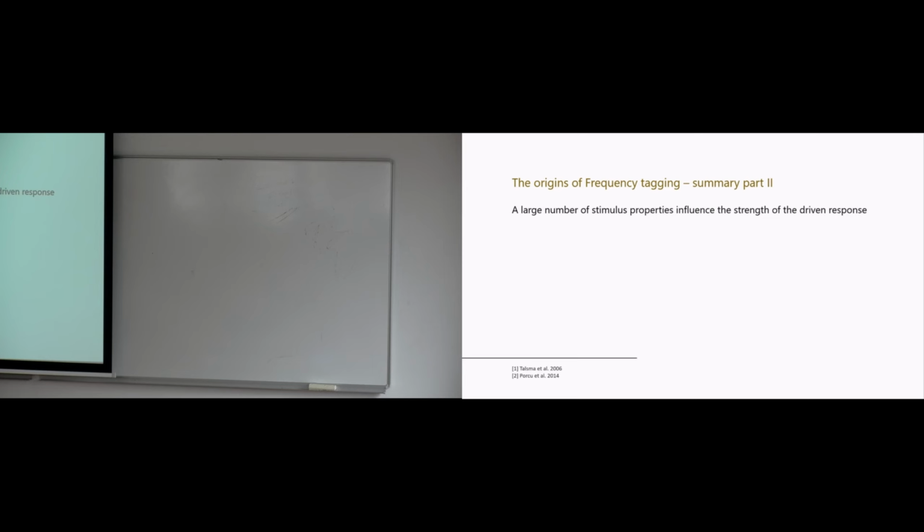Okay, so I can quickly summarize this by saying that we really do have a huge parameter space if we look into what actually determines the response that we get out of our brain if we put in a certain frequency-tagged stimulus.